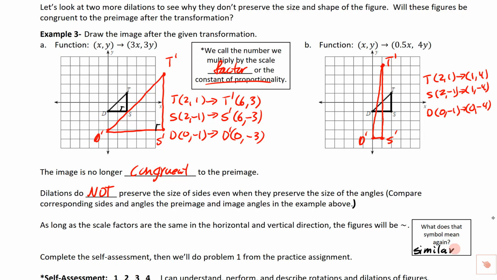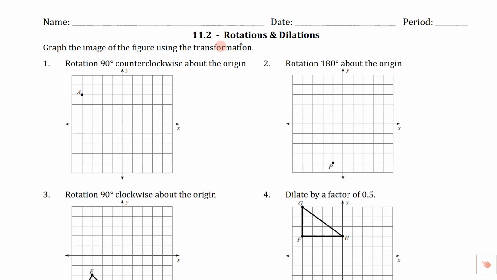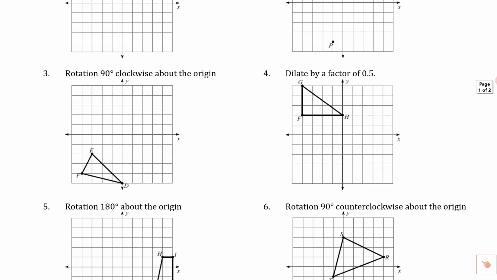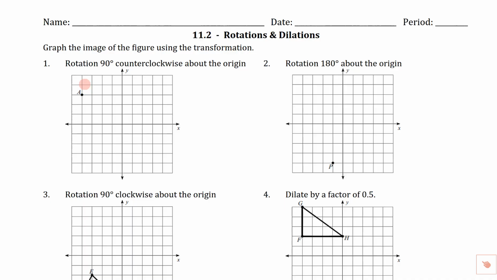All right, let's go ahead and take a look at the self-assessment here, and then we'll do problem 1 from the practice assignment. So I've got 11.2 up here. Again, we're only working on rotations and dilations, so you don't need to worry about reflections or translations on this assignment. So the instructions say graph the image of the figure using the transformation. So it's going to give you a transformation, and then it's going to tell you what to do there. So on this one, you'll notice that it's just a point. It's not actually a figure. Now, there are other problems on here that are figures, but on example 1, it's just this point A.